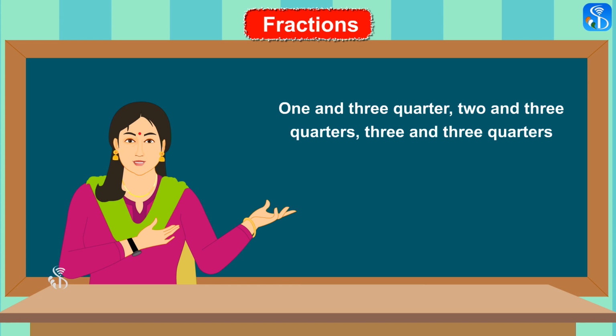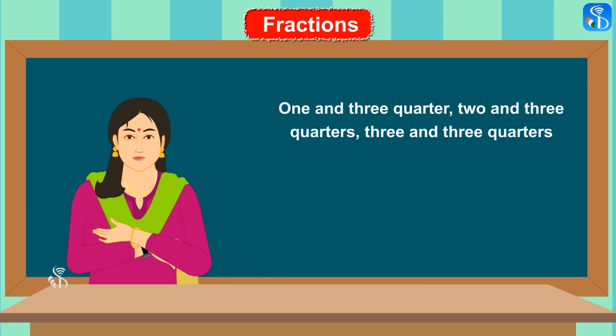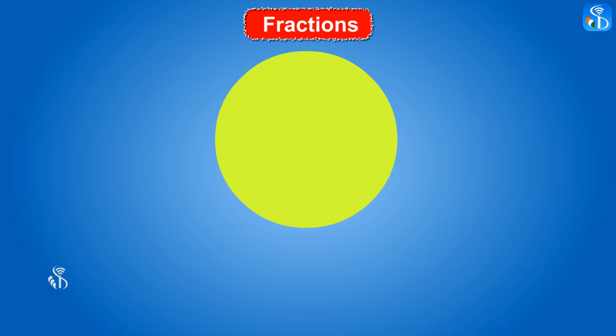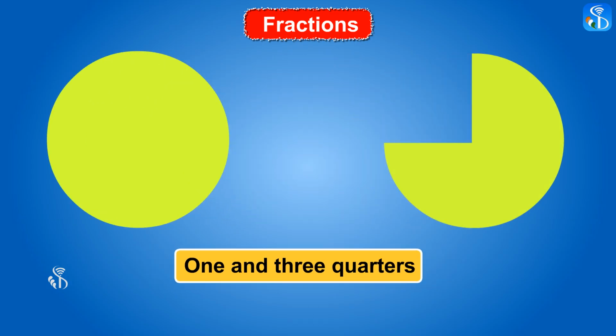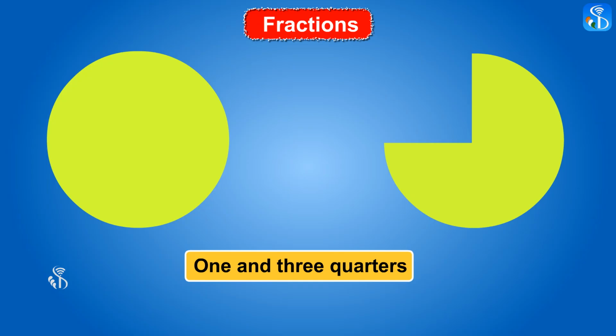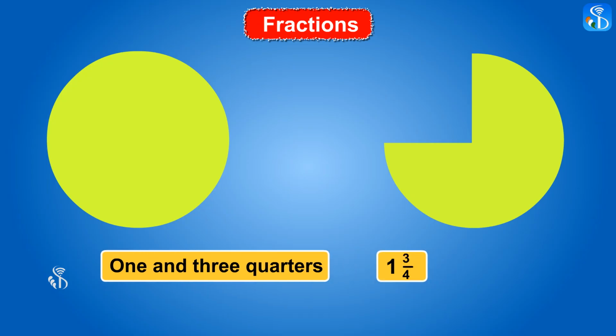1 and 3 quarters, 2 and 3 quarters, 3 and 3 quarters. Students, the whole part of one object and the 3 quarter part of another object together make 1 and 3 quarters. In fraction we write it as 1 into 3 upon 4 and read as 1 and 3 quarters.